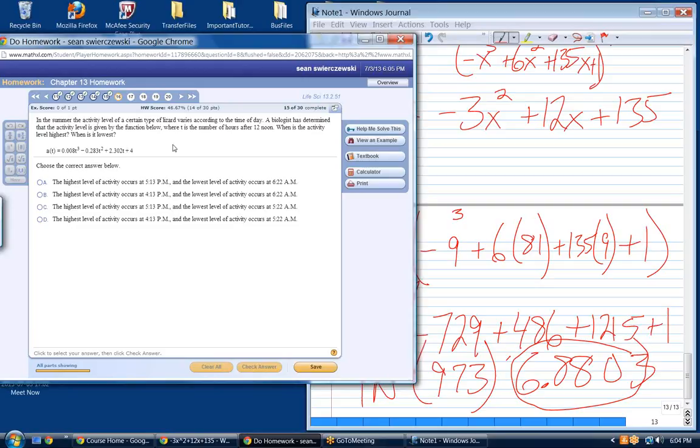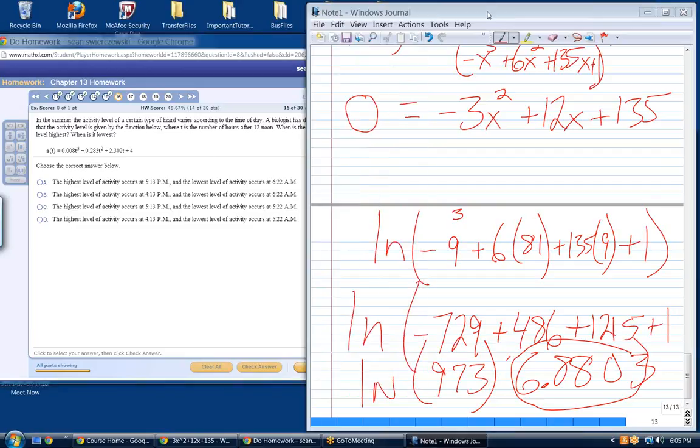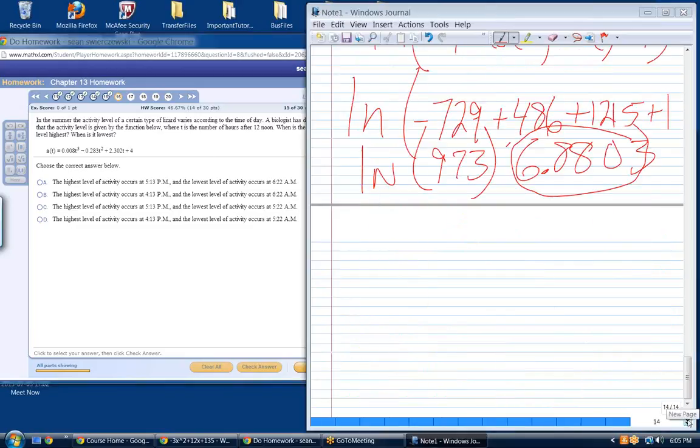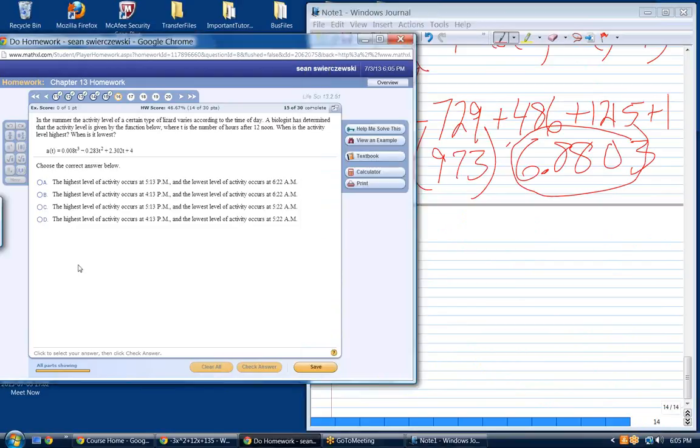The activity level of a certain type of lizard varies according to the time of day. All they're asking for is the highest of this function and the lowest of this function. We'll get another shot. I just want to take a guess, just to speed it up. B.